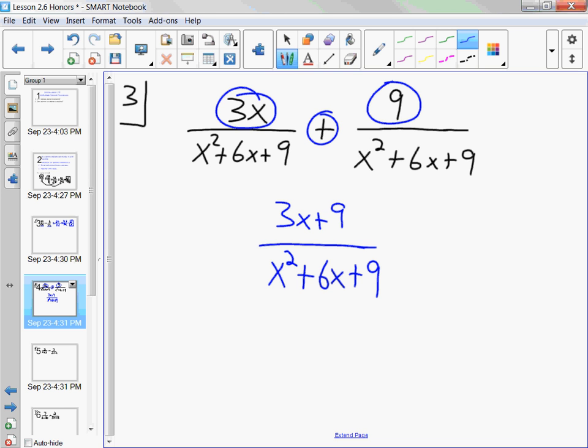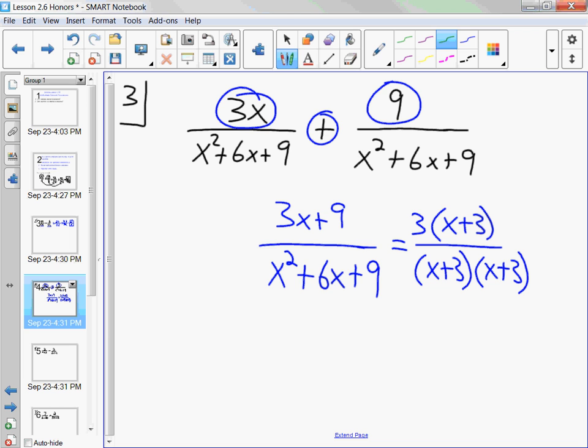Well, I need to see if I can simplify this. So I need to completely factor the numerator and the denominator. In this case, the top one, I can factor out a common factor of 3. And on the bottom one, I can factor that to be x plus 3 times x plus 3. 3 times 3 is 9, 3 plus 3 is 6. So I have now completely factored that, and I see that there's a common factor of x plus 3 on the top and bottom. So my answer ends up being 3 over x plus 3.